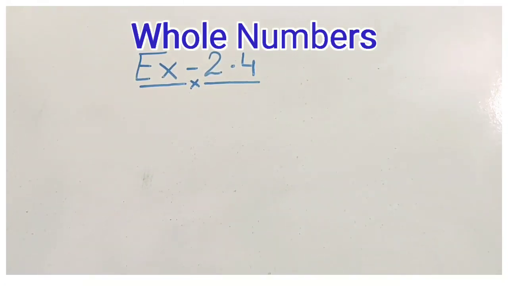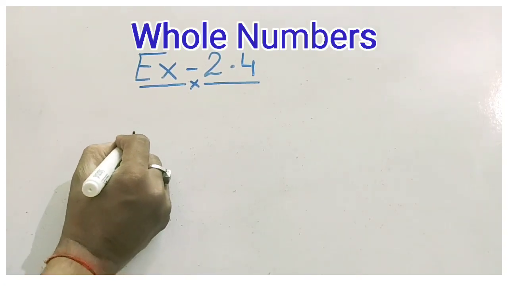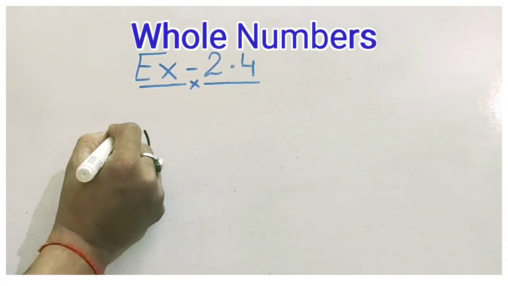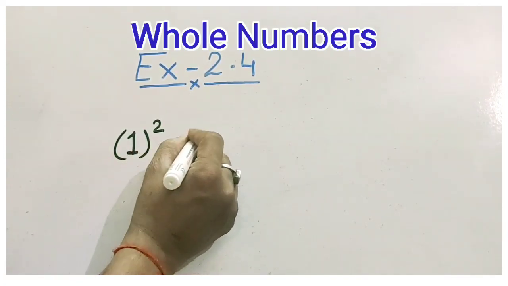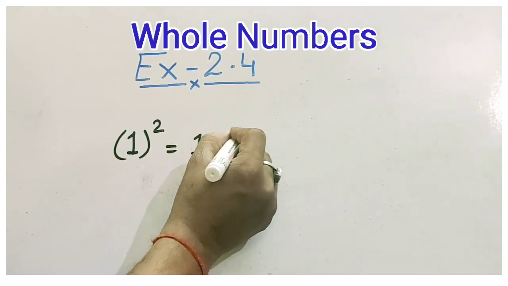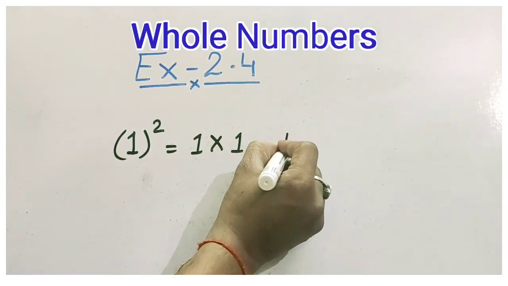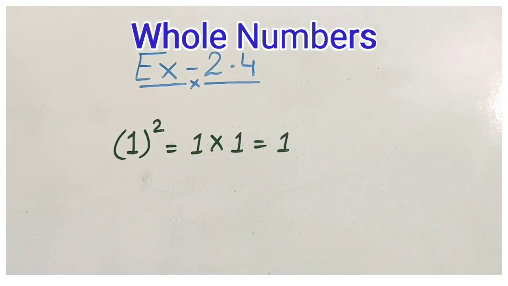Students, some interesting facts I would like to share with you all. Suppose I have an odd number. Odd numbers are those that are not divisible by 2. Yes. I have an odd number, let's say 1, and I have its square, 1 square. What will be the value of 1 square? 1 multiplied by 1. So I got 1. Clear?